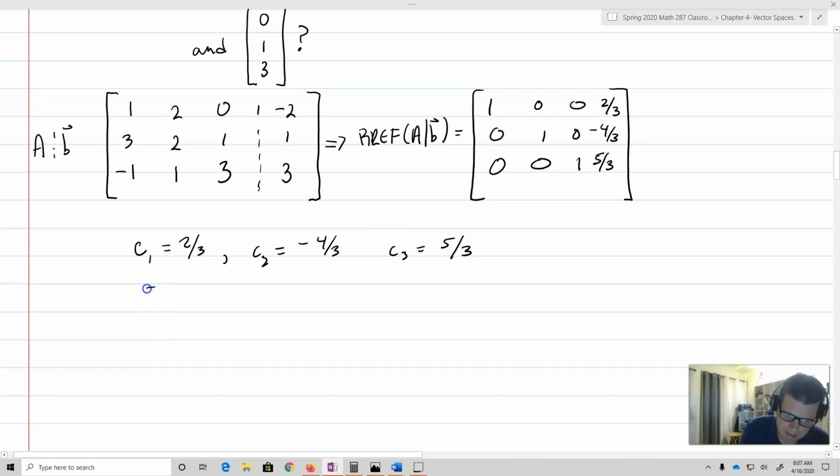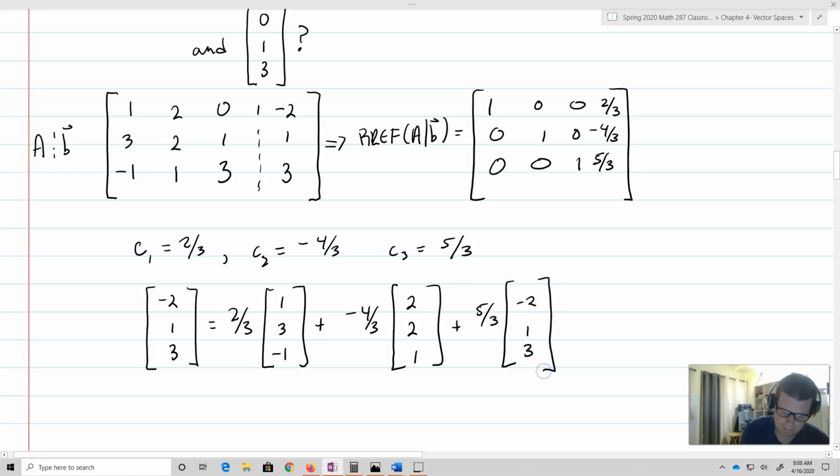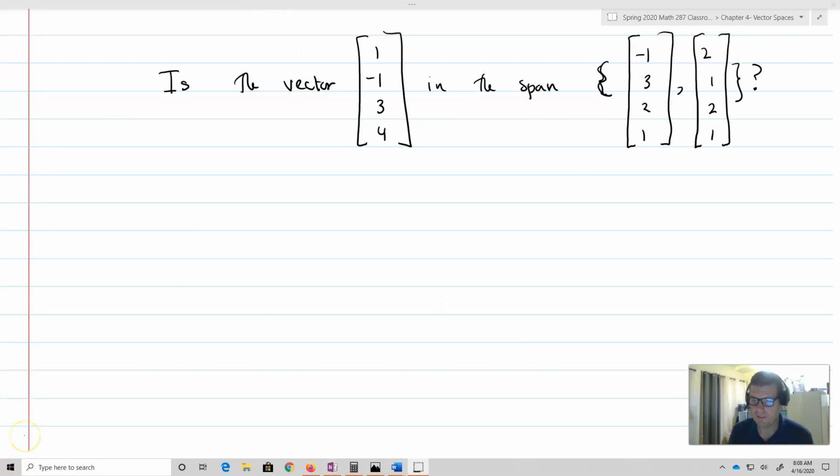Consequently, that means we can write -2, 1, 3 equals 2/3 times this first vector, 1, 3, negative 1, plus negative 4/3 times 2, 2, 1, plus 5/3 times negative 2, 1, 3. And that is the linear combination that forms negative 2, 1, 3. And so consequently, negative 2, 1, 3 is in the span of 1, 3, negative 1, 2, 2, 1, and negative 2, 1, 3. Let's check a different one.